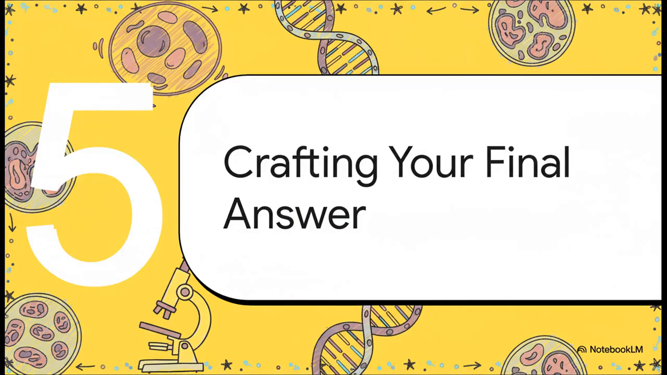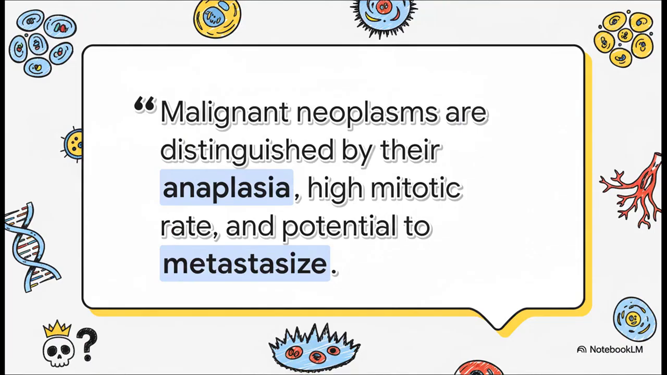Okay, we've gone through the definition, the pathogenesis, the morphology, and the reasoning. Now for step 5, the most important part for your exam, putting it all together into that perfect, concise summary. So, when that examiner looks at you and says, summarize neoplasia, here's what your 2-minute model answer sounds like, putting everything we've talked about together.